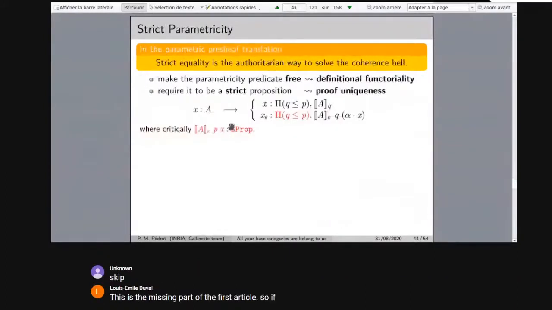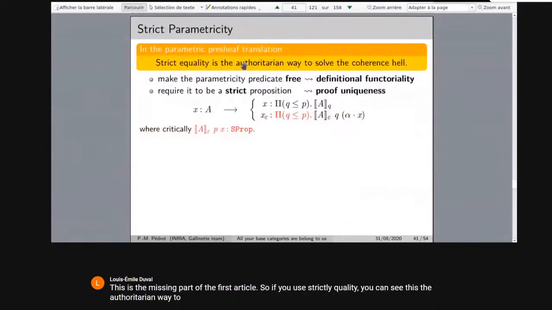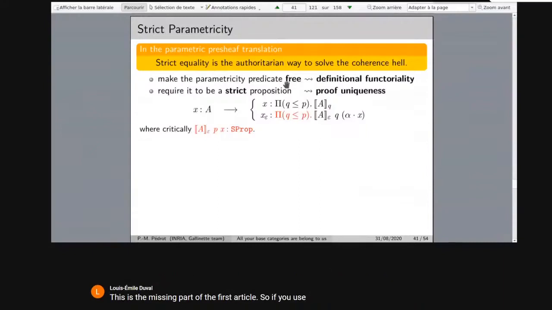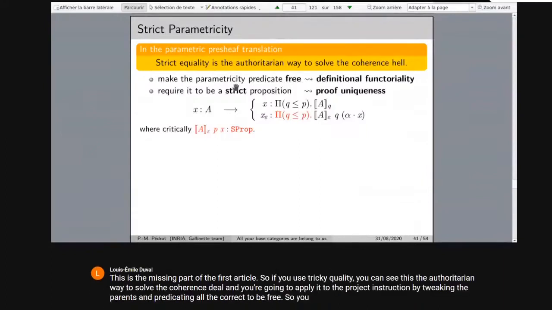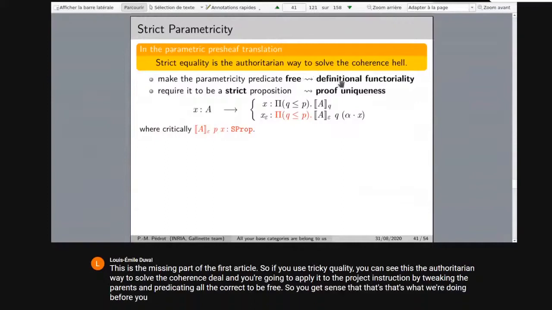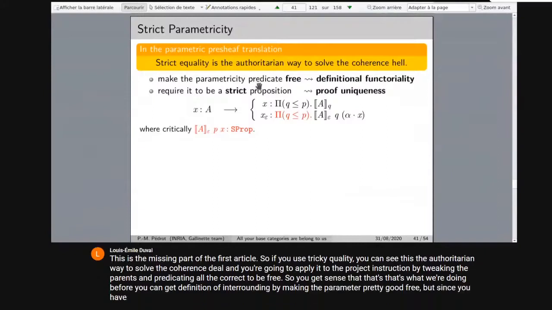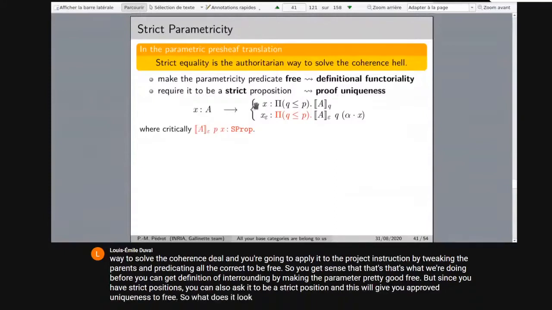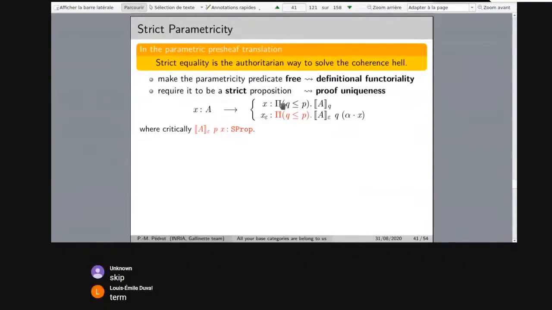So if you use strict equality, you can see it as the authoritarian way to solve the coherence issue. And you can apply it to the Preshift construction by tweaking the parameter predicate in order for it to be free. So that's what we were doing before. You can get definitional functoriality by making the parameter predicate free. But since you have strict propositions, you can also ask it to be a strict proposition. And this will give you proof uniqueness for free. So what does it look like? So as before, the term A is parametric as for all q's more than p, add q.